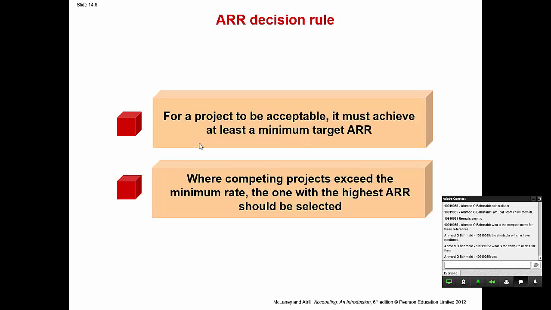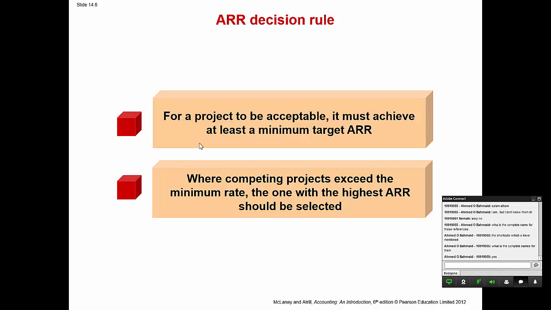So what is the decision rule here? The decision rule of ARR is that the acceptable project here is the one that achieves the minimum target accounting rate of return. Most of the time, the companies decide a minimum rate of return for their investments.